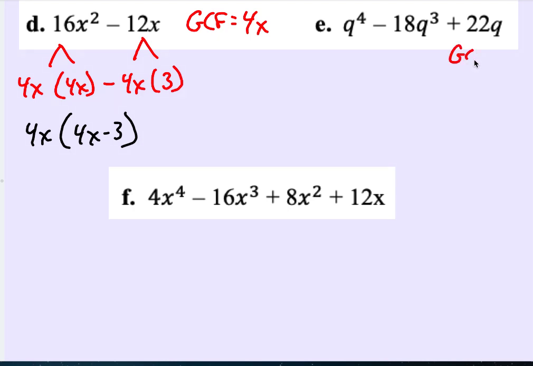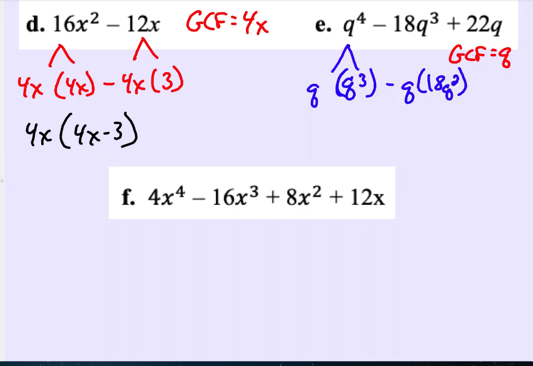Next one, my GCF, what do they all have in common? Well, in this case, there's no coefficient, no number that goes in all of them, but they do all have a q in common. So I'm going to factor a q out of each of those terms. So this becomes q times q to the third minus q times 18q squared.